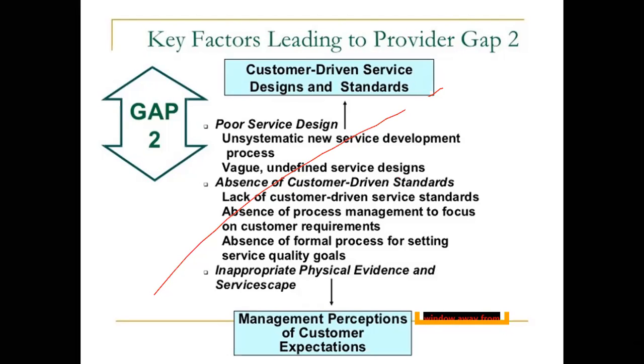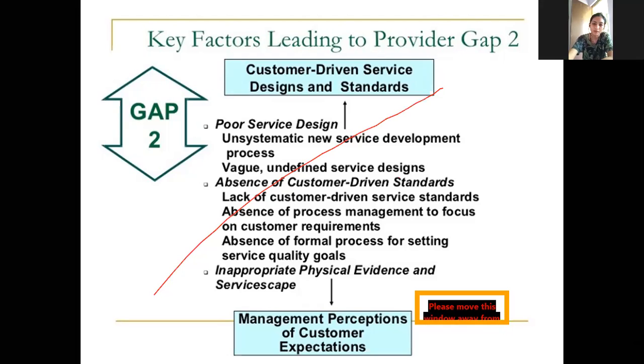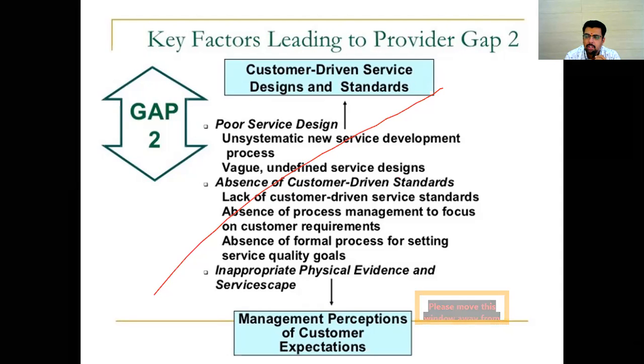Unsystematic new service development process. Vague and undefined service designs. Absence of customer driven standards: you are not taking any feedback from the end users, not giving them respect, not maintaining any relationship with them, and not analyzing what services competitors are giving and how they maintain their relationships. Lack of customer driven service standards, absence of a management process to focus on consumer requirements, what the need is when they want that particular product. Absence of a formal process for setting service quality goals, inappropriate physical evidence and servicescape. So these are all the factors leading to gap 2 of your service quality standards.